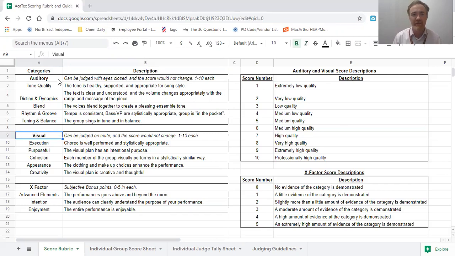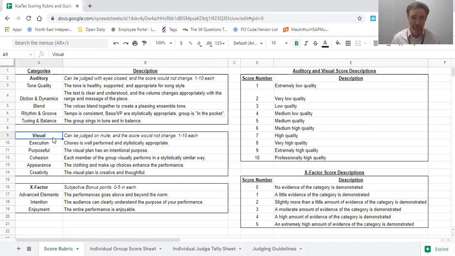The bass and the VP are accurate but aren't drawing attention away unnecessarily. And tuning and balance. The group is in tune and singing balanced. There's not a rogue alto that's just blowing it out, right? All of these categories are 1 through 10. 10 being they absolutely nailed it, is professionally high quality. A 1 would be extremely low quality. They missed it almost completely.